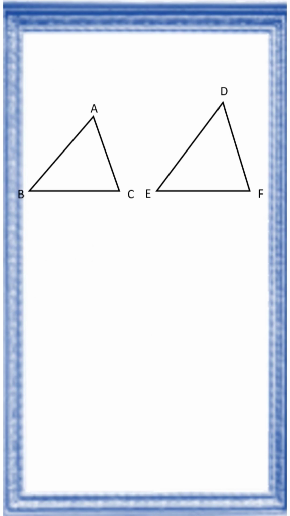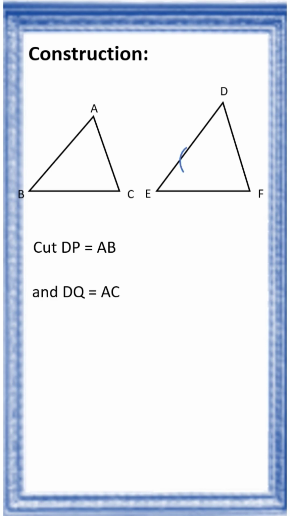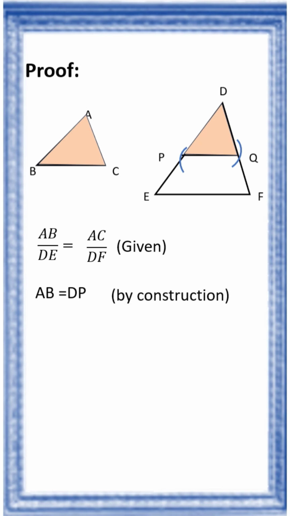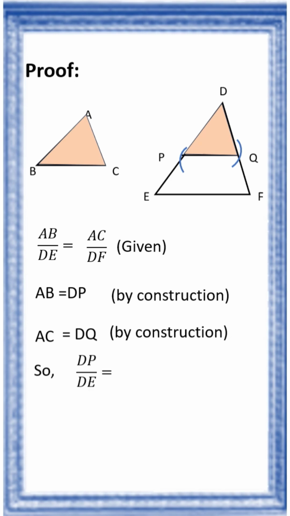Now construction. Cut DP equal to AB, DQ equal to AC, join PQ. Proof: we have been given that AB/DE = AC/DF. AB is equal to DP by construction, and AC is equal to DQ by construction. So replace AB by DP and AC by DQ.